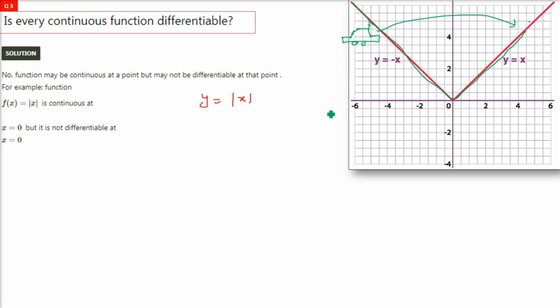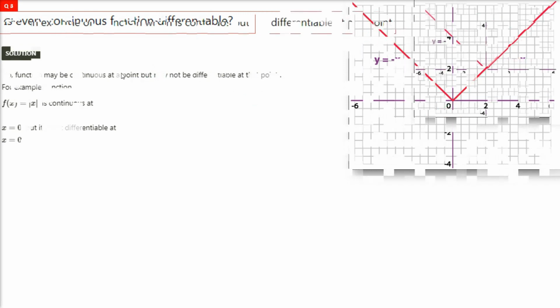So this is continuity. But since the peak here is a sharp edge, if you take a point on the left and right and you want to draw a tangent, the slope of the tangent at these two points is different. That means this function will not be differentiable, because at a particular point we have two different tangents, and that we don't want in differentiability.